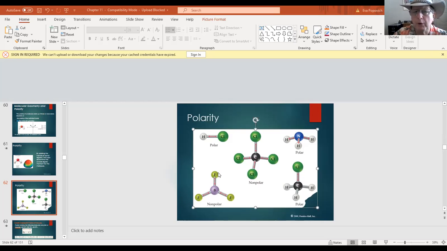Does this have polar bonds, Jasmina? Yes, no. Has polar bonds. Yes. Satisfies the first requirement. Is it asymmetrical? No. So therefore, it can't be polar.